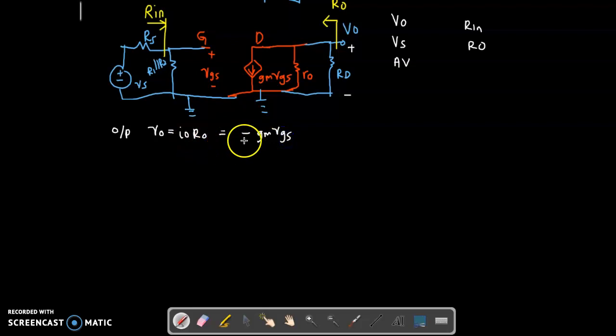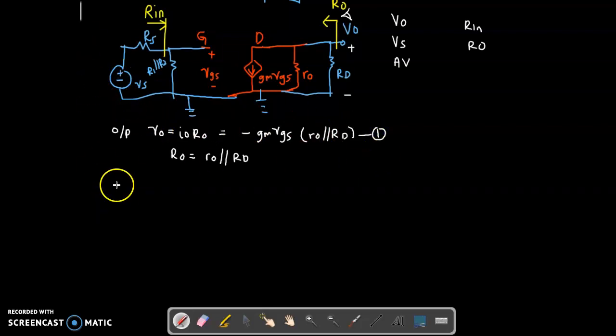What is your R out? Looking from here, your R out is equal to small r o parallel to your RD. So your V out will be I out times R out, which is r o parallel to RD. This will be equation number 1. Now we are done at the output.